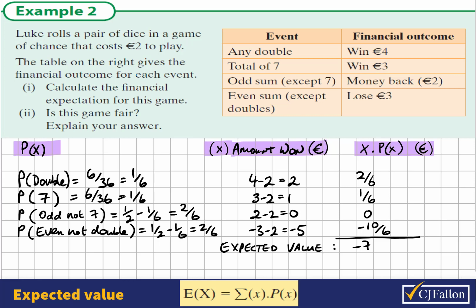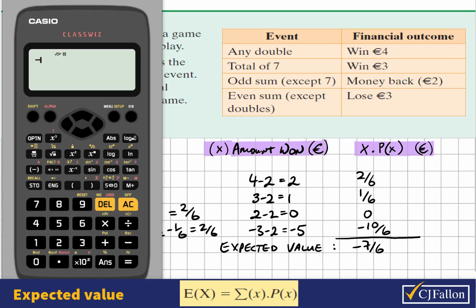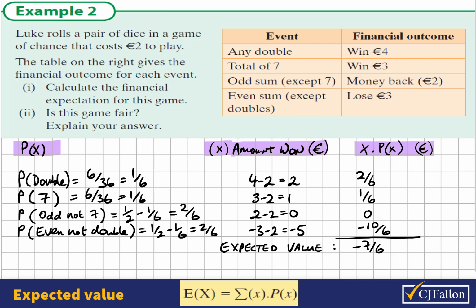-7/6. Now if I put that into the calculator, we'll see what that is in decimal form. -7 divided by 6 is -1.1666, with the 6 recurring. So to the nearest cent, that would be -1.17, or €1.17. So we'd expect to lose €1.17 on average every time we play this game.